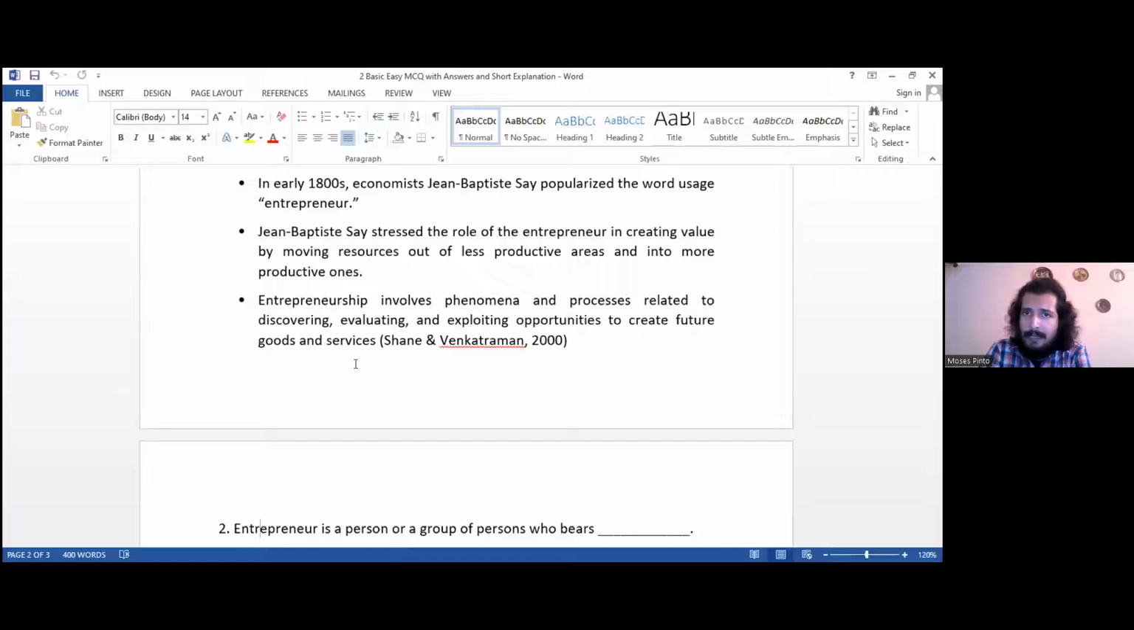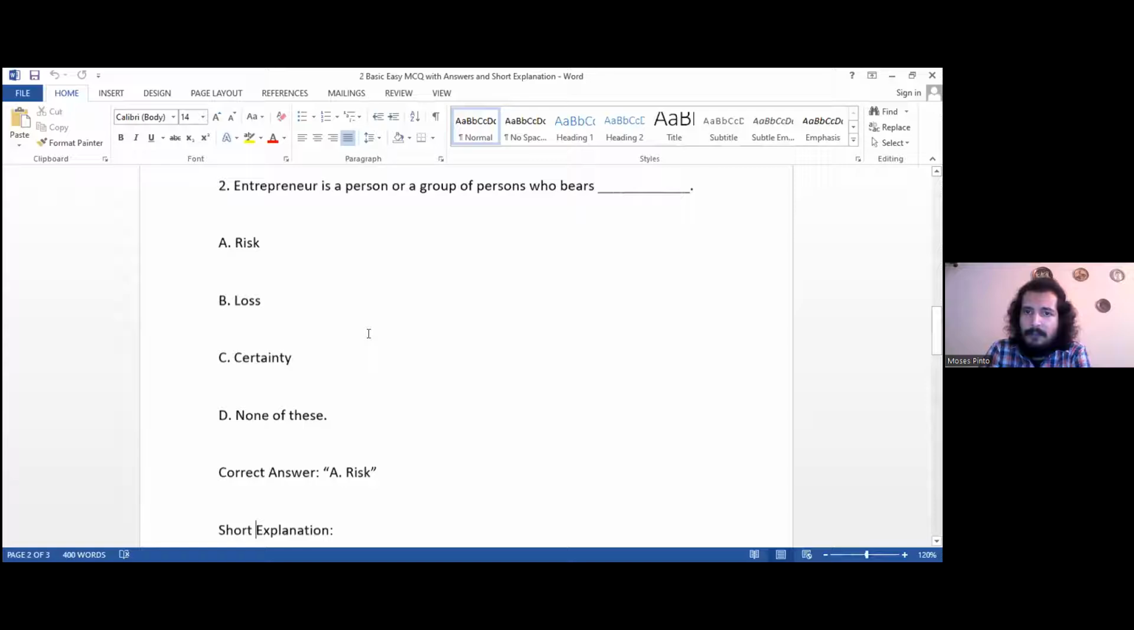Now moving on to the next question, and that is, an entrepreneur is a person or a group of persons who bears what? And many of the participants have chosen correctly, and that is risk, which would be the correct option. Why would it be risk and not certainty? Well, entrepreneurship is not about certainty.